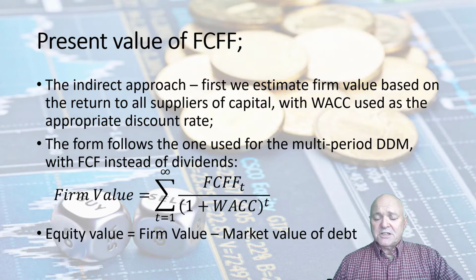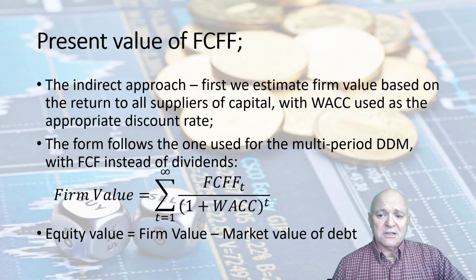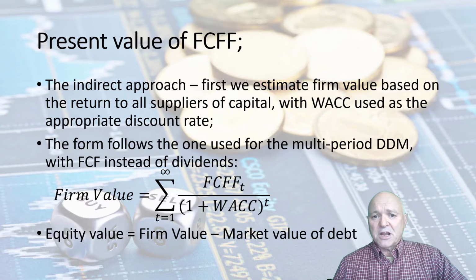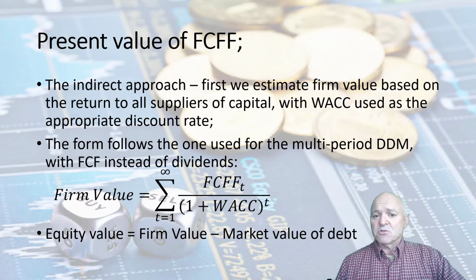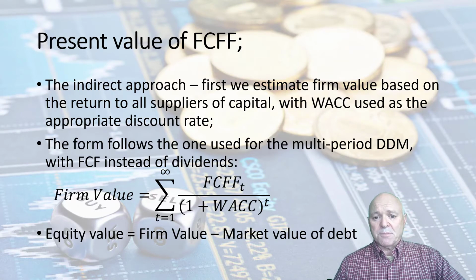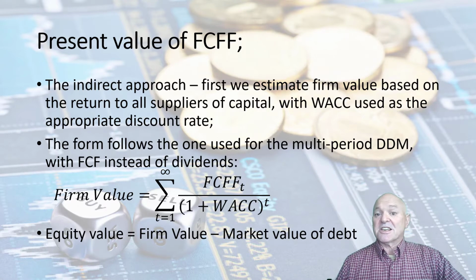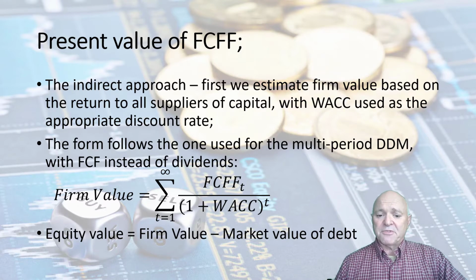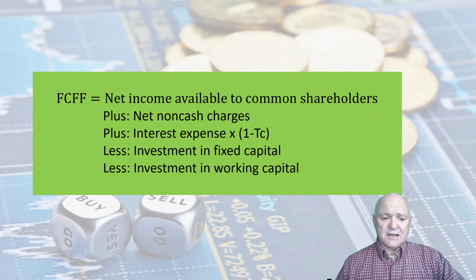The form that we're following essentially uses the multi-period dividend discount model using free cash flow instead of dividends. So essentially we say that from now until infinity we're going to measure the free cash flow to the firm, and we're going to discount it by 1 plus the weighted average cost of capital. And of course, as we approach infinity, as we approach perpetuity, that essentially becomes the value of the free cash flows discounted at a rate of R. The equity value is essentially this firm value minus the market value of the debt.